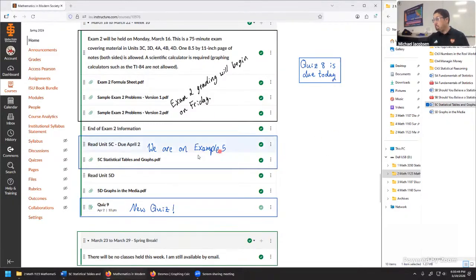And for what we're doing today, we're going to be finishing off Unit 5C, Statistical Tables and Graphs. And then Unit 5D kind of goes along with it, except these are all pre-made graphs, and we'll just be analyzing them. And that's pretty much going to be almost the completion of our work on statistics. It's kind of surface level work. We didn't go too deep into statistical methods. We're going to do one more unit looking into correlation and causality.